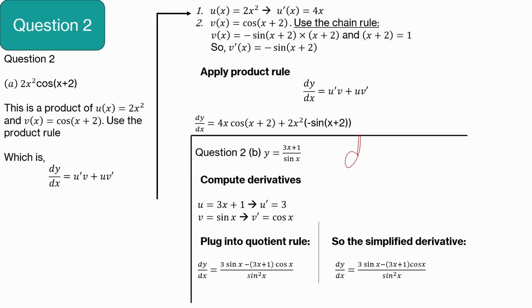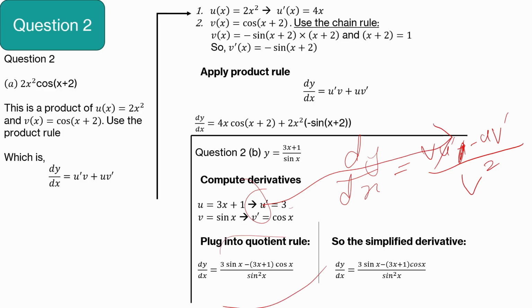it is dy dx equals v times u prime minus u times v prime, all over v to the power of 2. So we're going to plug everything into here, and we're going to end up with this expression over here. And then basically there's not much simplifying needed, so our final answer will be this.